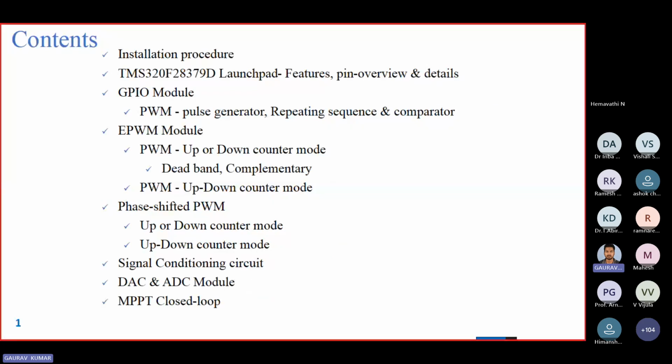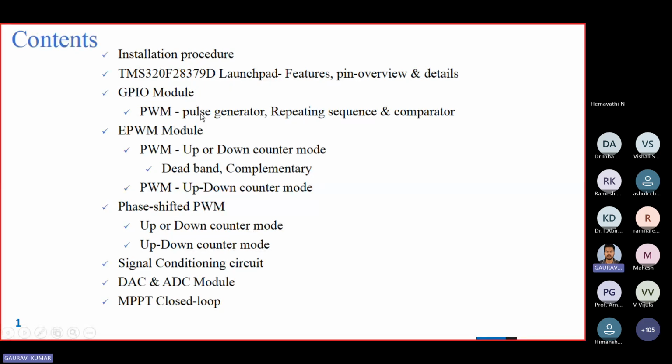These are the contents of my presentation. First, we go through the installation procedure. Then we see the Launchpad features: what are the features and what are the pin details of this C2000 Launchpad. Then we go for the GPIO module. GPIO stands for General Purpose Input Output Module. Then we see how to generate the PWM pulses through the GPIO module.